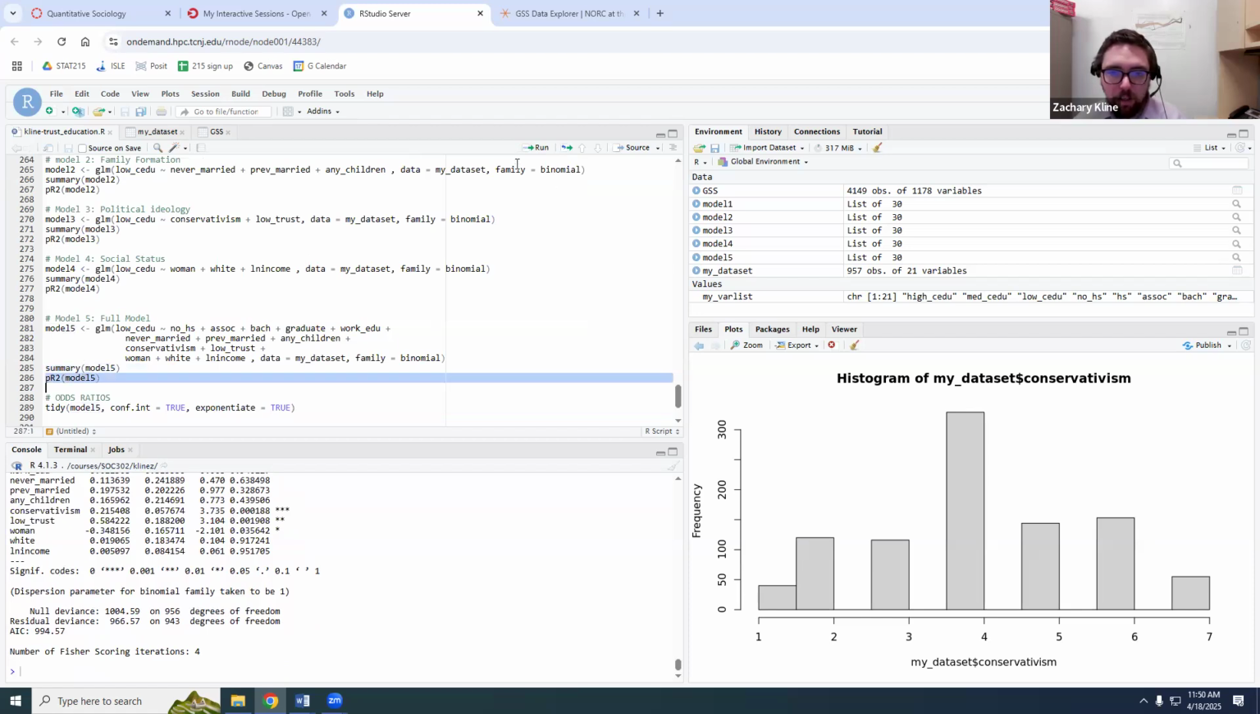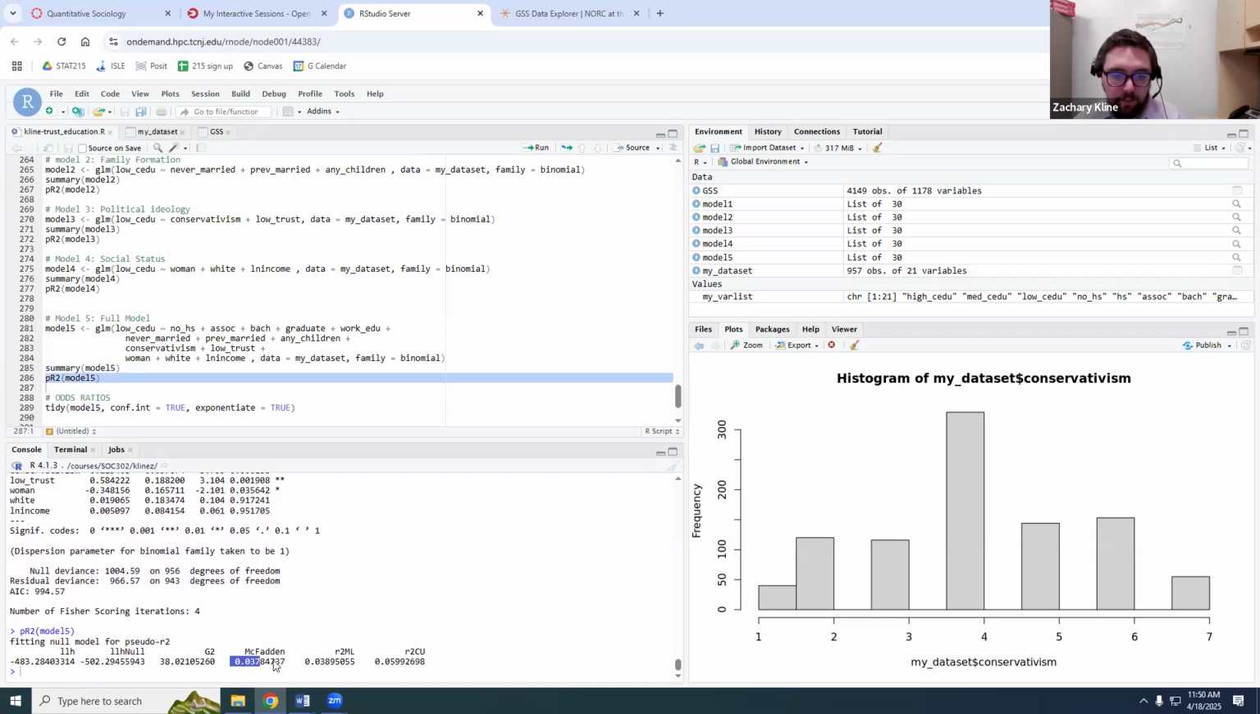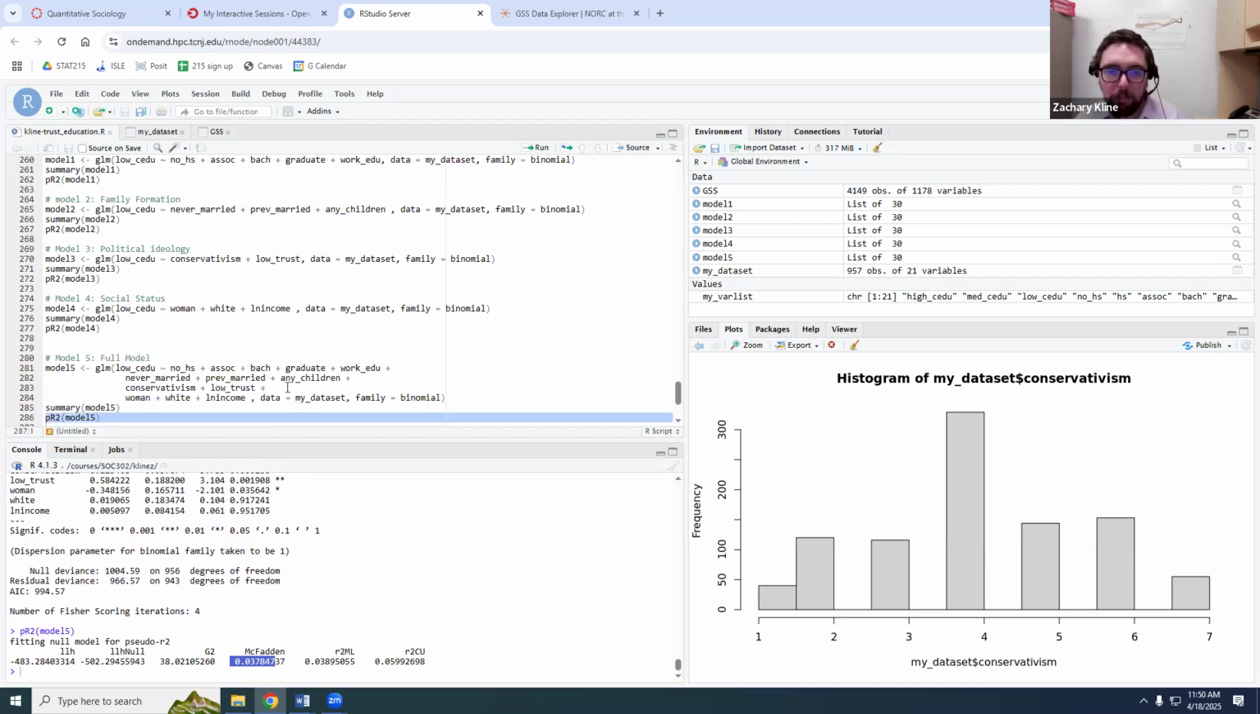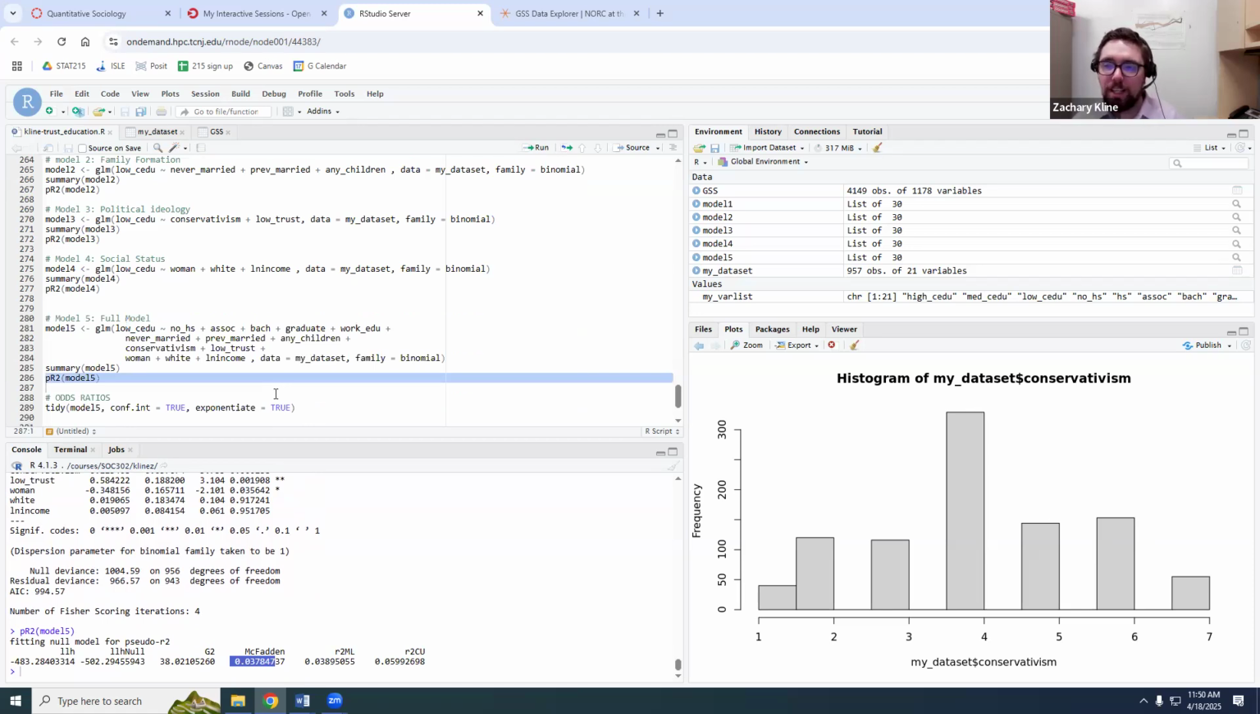Our R squared, around 4%, tells us that someone's experience with education, their family formation, their political ideology, and their social status predicts around 4% of the variation in the probability that they have low confidence in education. So our final pseudo R squared.